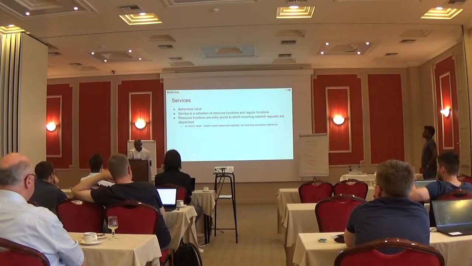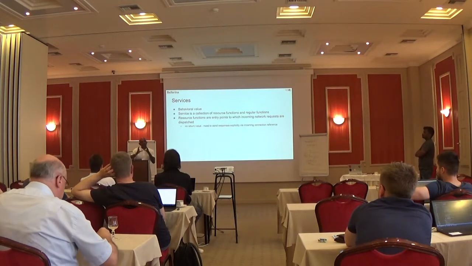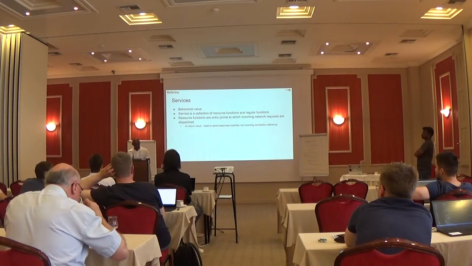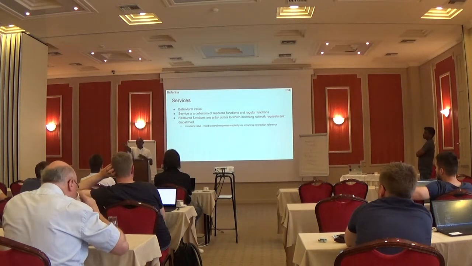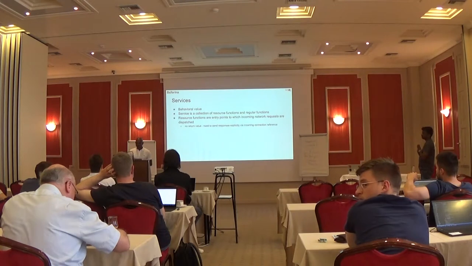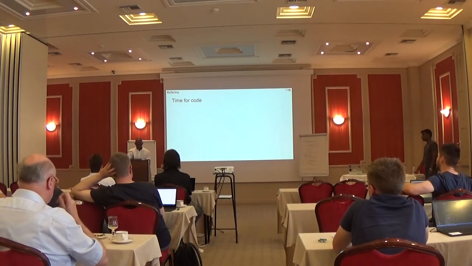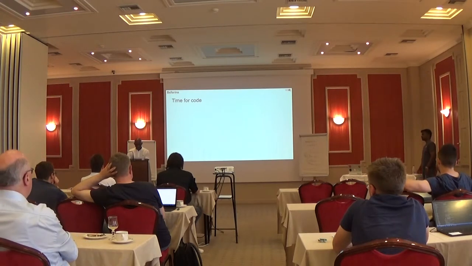And because network communication is not the same as function invocation, when a resource function is invoked, the result of that function is not the return value of that function. The function must explicitly send a response back if it wants to send a response back. And if it doesn't want to, it's its business. You will see in the examples why we do it, right? Okay, let's look at some examples.